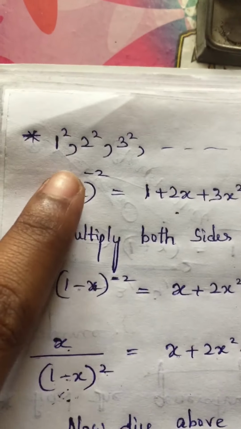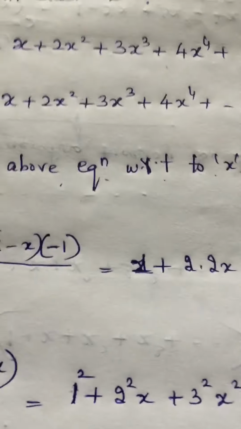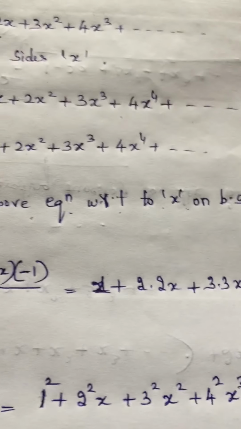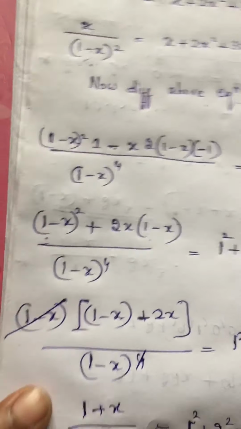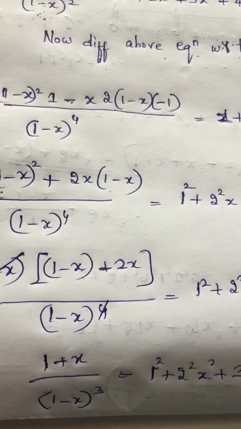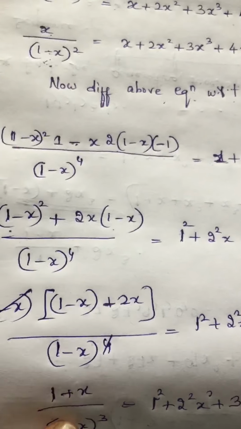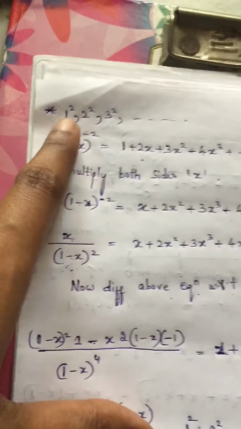We are getting the same sequence 1 square, 2 square and 3 square. The coefficients of x are 1 square, 2 square, 3 square and 4 square. Seeing the sequence, the generating function is (1 plus x) divided by (1 minus x) whole cube. This is the generating function for the above sequence.